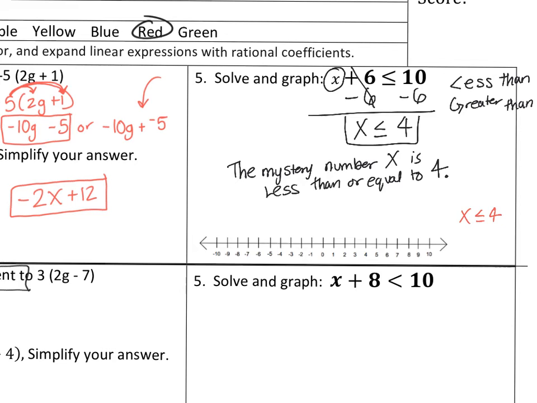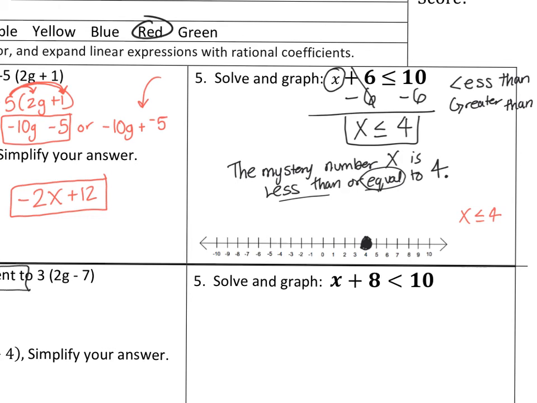So first you're going to locate 4 on the graph, which I'm looking at right here. And you're going to put an open circle in front of 4. Now think, can the mystery number be 4? Can the mystery number be 4? And I'm looking at my statement, it says less than or equal. The mystery number could technically be 4. So because it can be 4, I'm going to shade in the circle.